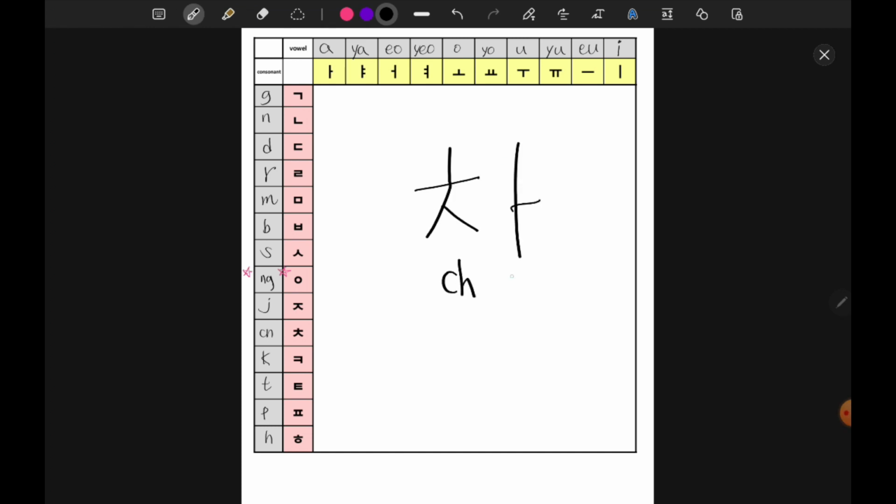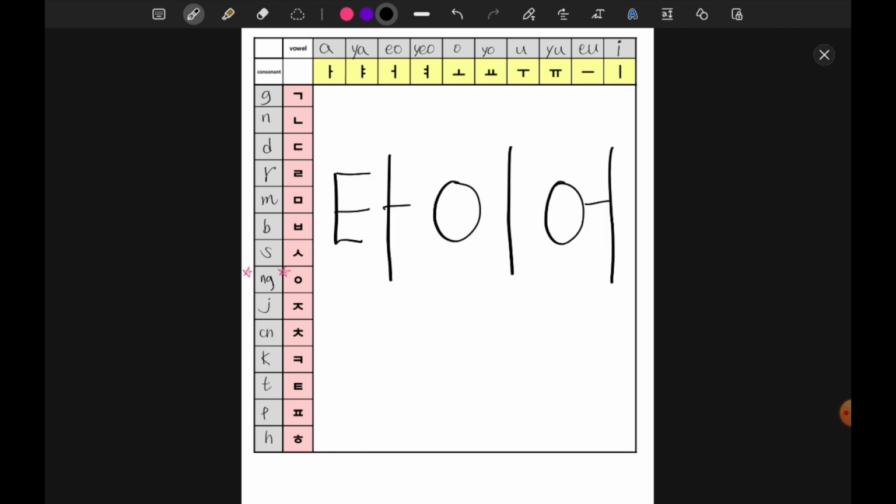This time I'll give you one letter. 차, 아, 차, 차. In Korean, it has two meanings. The first one is tea, and the second one means car. Can you try reading it yourself? Okay, let's do it together.